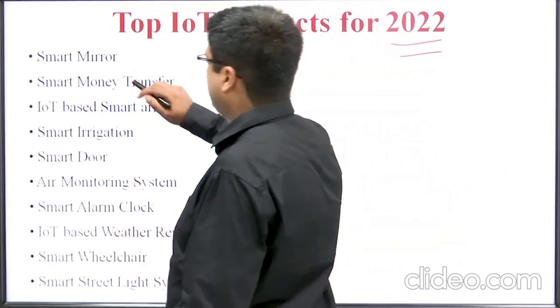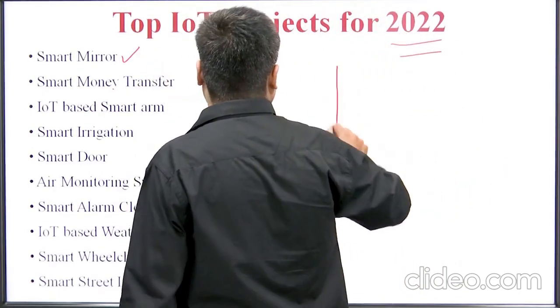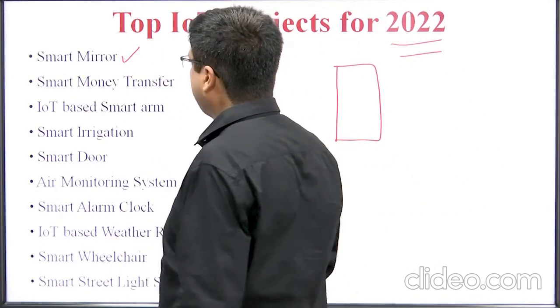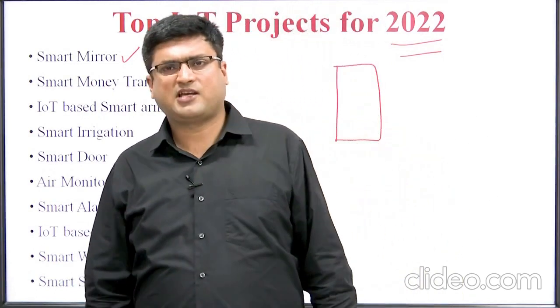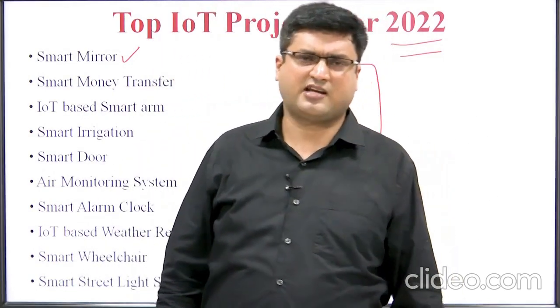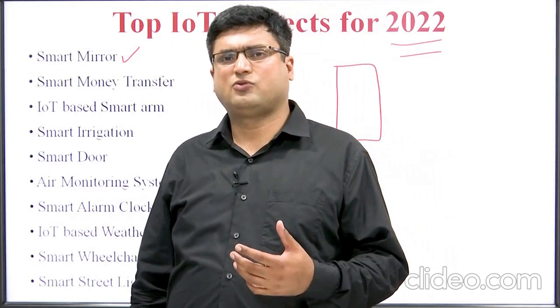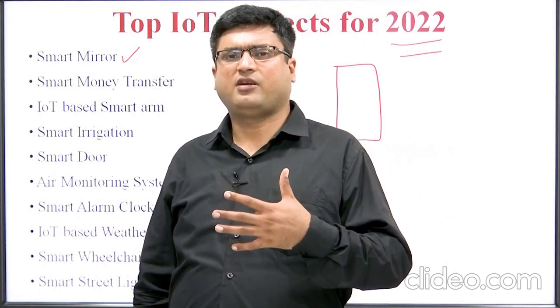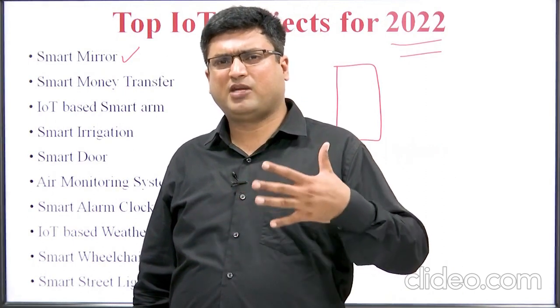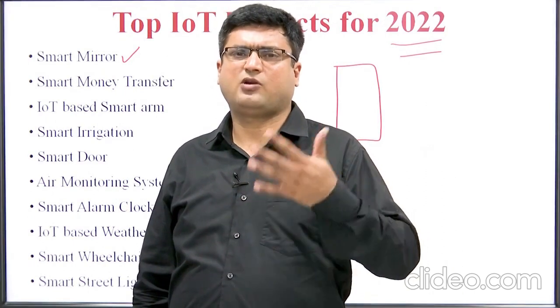So, the first one is the smart mirror. What is the function of the smart mirror? A smart mirror means a mirror which can display the date, work as a calendar, show the time, your calories burned, the temperature of the environment, and can provide information. That is called a smart mirror.